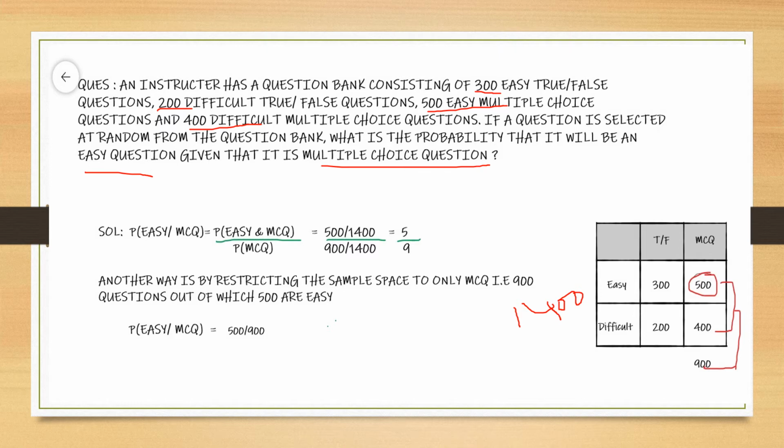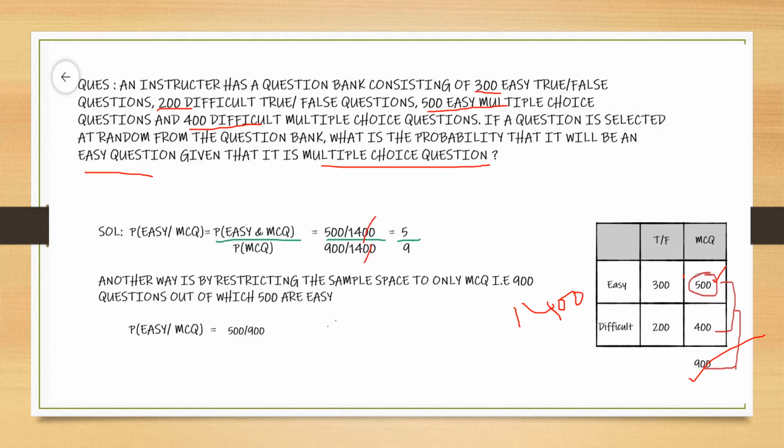So first of all, how many questions are there which are easy and MCQ also? Easy MCQs are 500, right? So 500 out of the total. How many total questions are there? If I add up all the hundreds, 5 plus 4 plus 3 plus 2, they will make 1,400. So the probability is 500 divided by 1,400. And for the probability of MCQ, the total MCQs are 500 plus 400, that is 900. So the probability of MCQ is 900 divided by 1,400.